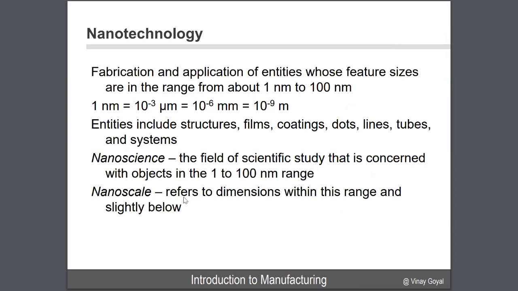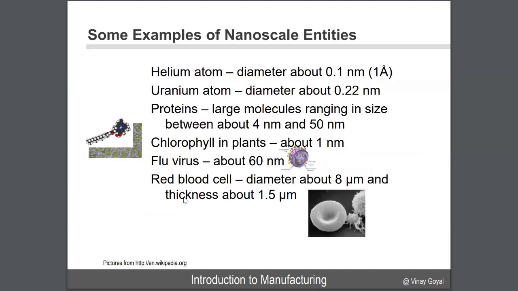They include films, coatings, dots, lines, tubes. Nanoscience is concerned with the study of structures in that size range of 1 nanometer to 100 nanometers. Nanoscale refers to the dimensions of nanometers there on the top. So what are some examples at that scale? You're looking at a helium atom, proteins, a flu virus, red blood cells. Those are the kinds of sizes we're trying to target, which is incredible.